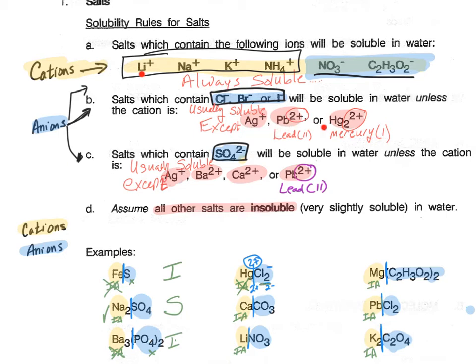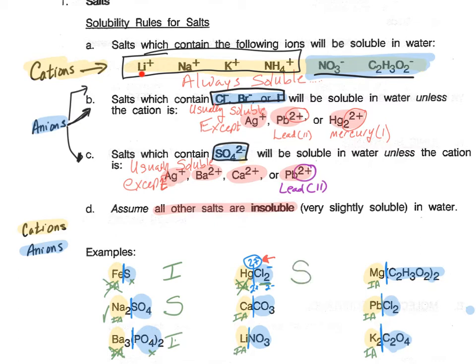So we need to now look, is it one of the exceptions? So is mercury the exception? Well, mercury is an exception, but you read it carefully, and which mercury is it? Mercury 1 or mercury 2? Yep, it's mercury 1. Is that mercury 1 that we see in our formula? No, we see mercury 2. So this one is still soluble.